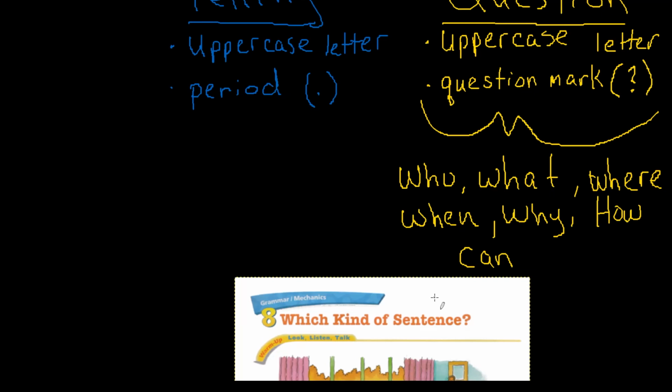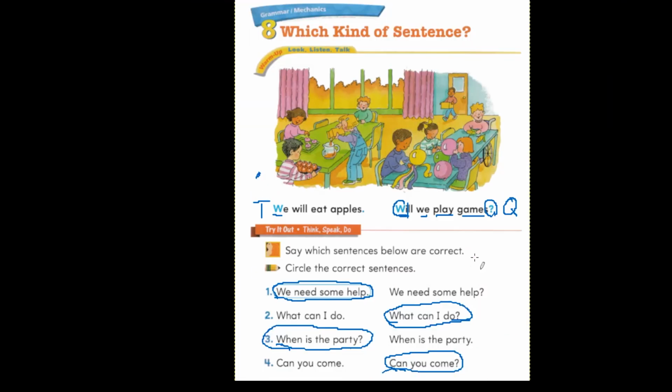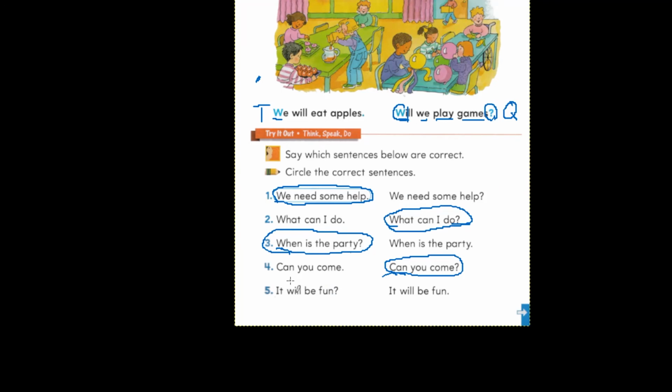So let's see. Here's our little question word hints right here. Who, what, where, when, why, how, can. No, that doesn't start with one, but it does start with an uppercase and it ends with a period right there. And so I think that is our statement, our telling sentence. So there we go. Very good. Now let's look at our other worksheet.